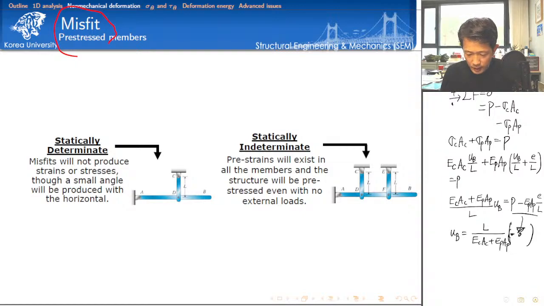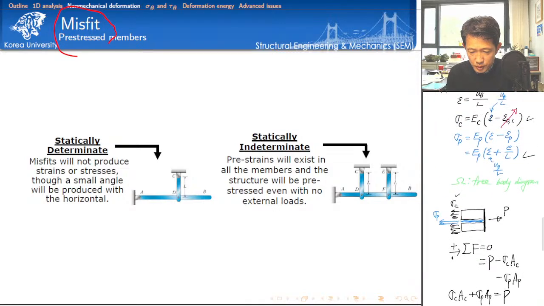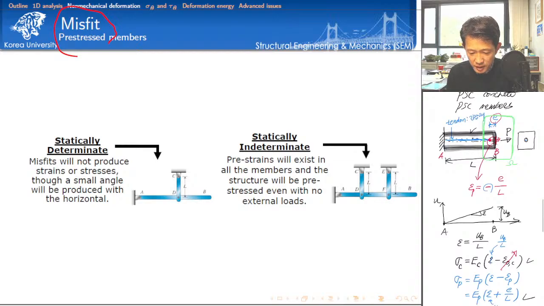Okay, so let's check the characteristics of this equation. So what if there is no load? What's going to happen if there is no load? If P is equal to 0, then because of the minus sign, UB is what? UB moves in the left-hand direction, isn't it? Yeah? Okay? Because of the effect of pre-stressing.